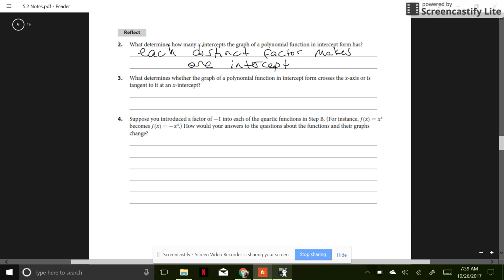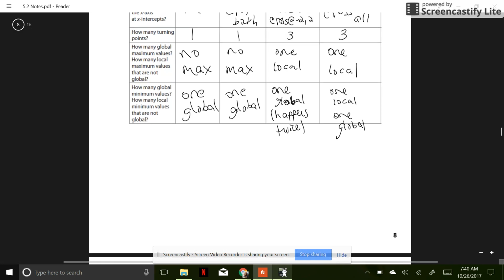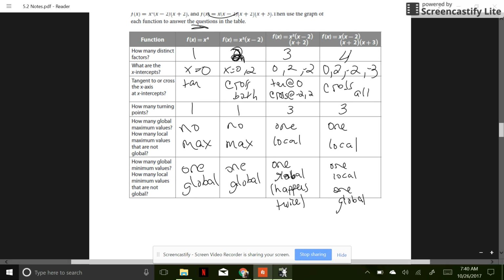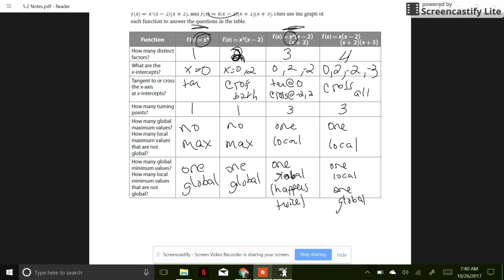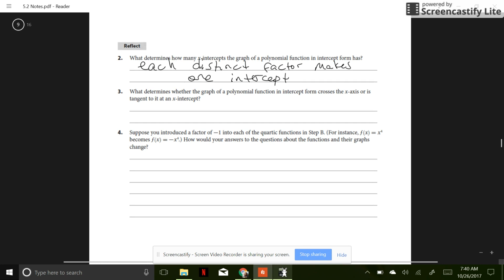What determines whether the graph in intercept form crosses the x-axis or is tangent? So this is a good time to look at this last one we did. If you notice, in our first equation with x to the 4th and this third one with x squared, we are tangent at 0. That's because when our factor was 0, it has an even power. So if your factor has an even power, it's going to be tangent. If your factor has an odd power, then it's going to cross the x-axis.